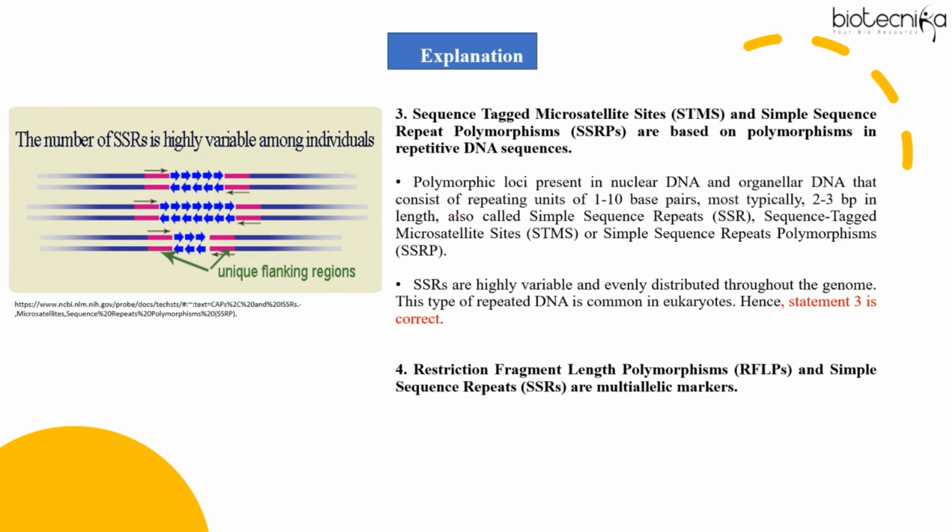multiple times, okay. So basically they are polymorphic loci present in nuclear DNA and organelle DNA that consist of repeating units of 1 to 10 base pair, mostly 2 to 3 base pair in length. For example, CT. Now this is a dinucleotide, right? So CT can be repeated multiple times. Maybe in individual 1 it is repeated 5 times, and in individual 2, let's say it is repeated only 3 times. We use a PCR based method here, so we can design the primers and amplify that part. So using this we can determine the polymorphism.